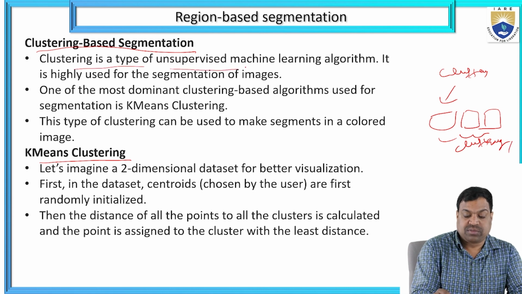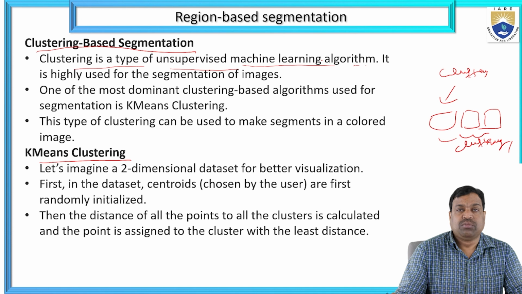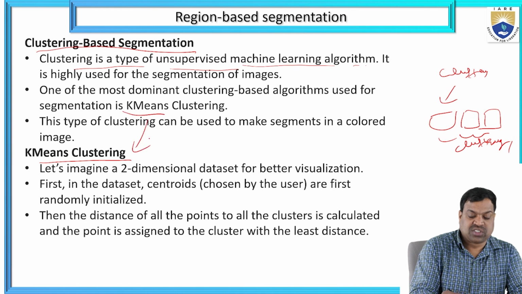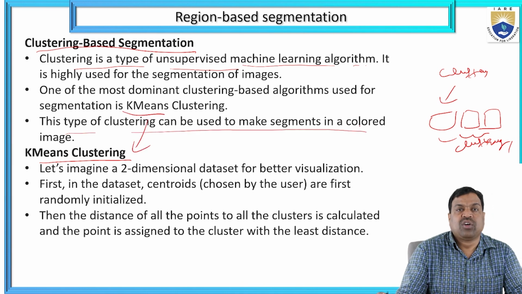It is a type of unsupervised machine learning algorithm. It is highly used for segmentation of images. One of the most dominant clustering based algorithms used for segmentation is k-means clustering. Okay, we'll discuss k-means now, and this type of clustering can be used to make segments in a colored image.